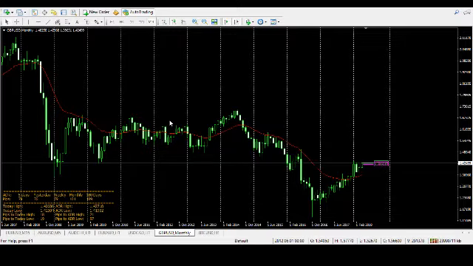Let's take a look here at this monthly chart. First things first, of course, good morning. We have our basic MT4 setup. This is going to be for the new members.